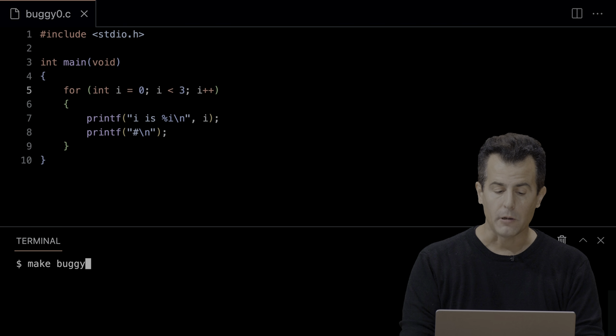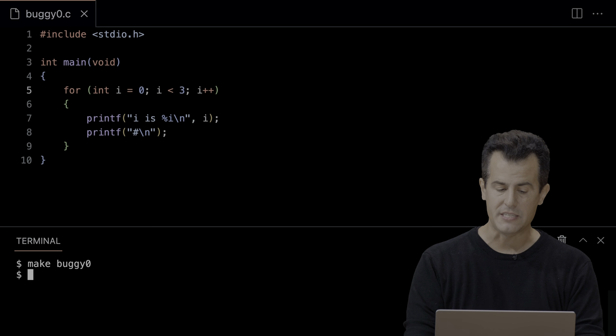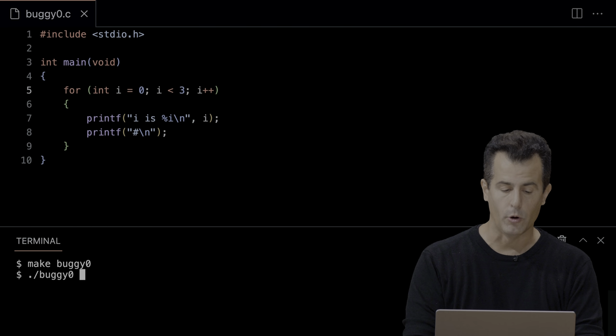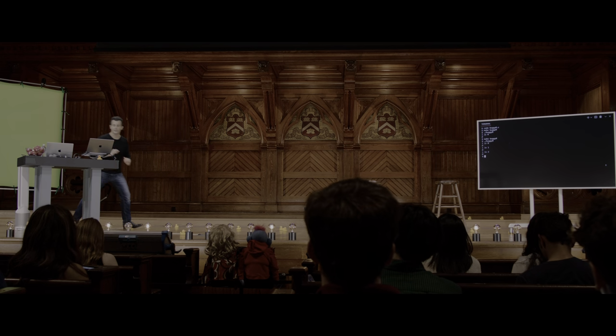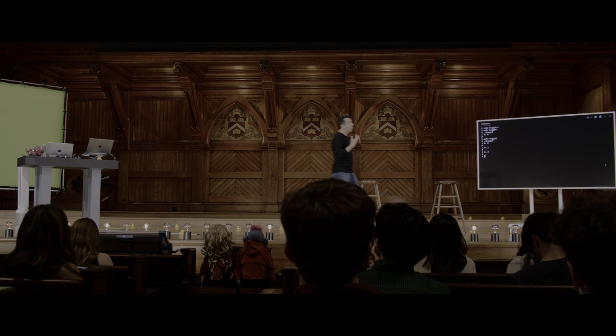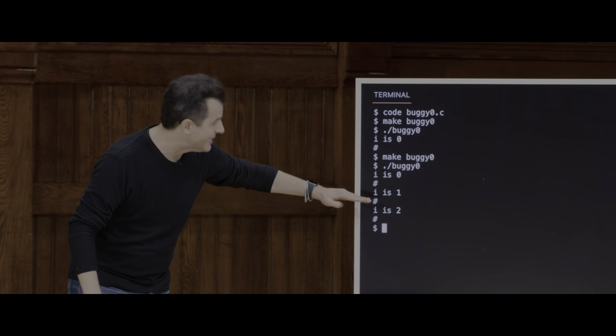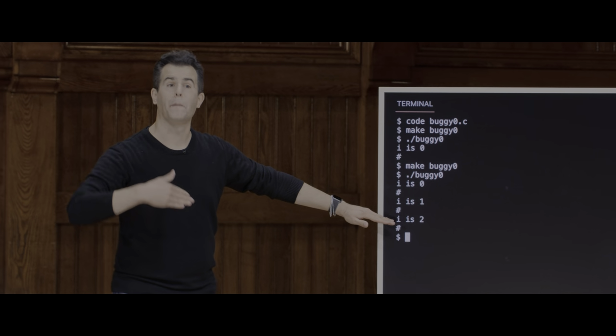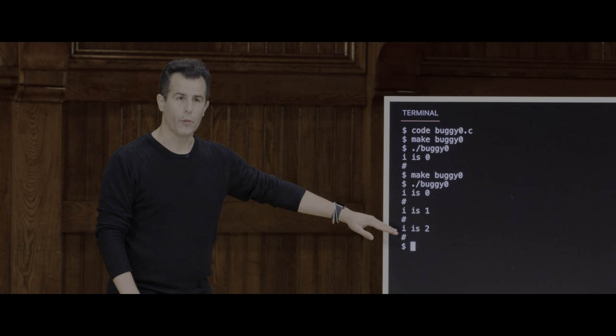If I recompile this program with make buggy0 and then do ./buggy0 again, and let me increase the size of my terminal window. Now you see, OK, almost the same output, but indeed i starts at 0 and goes up to 2, but not through 3. All right, so printf, in short, can be your first diagnostic tool.